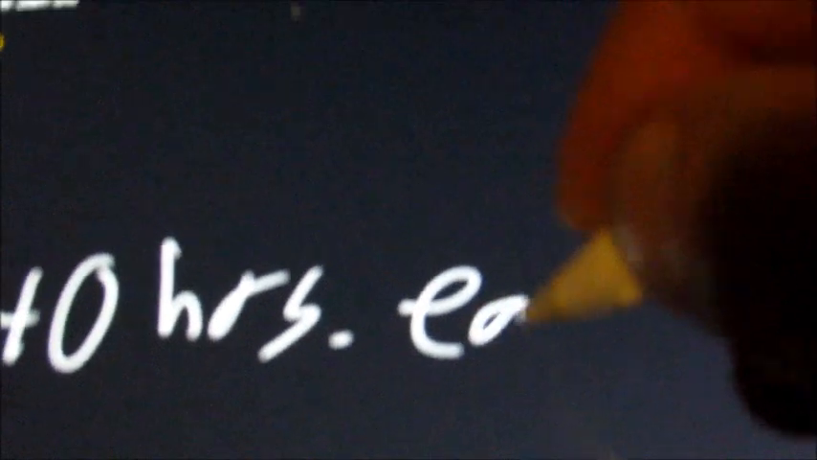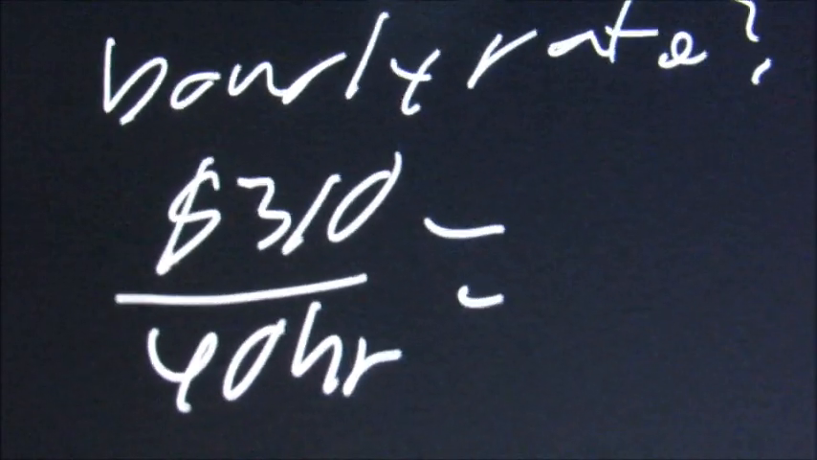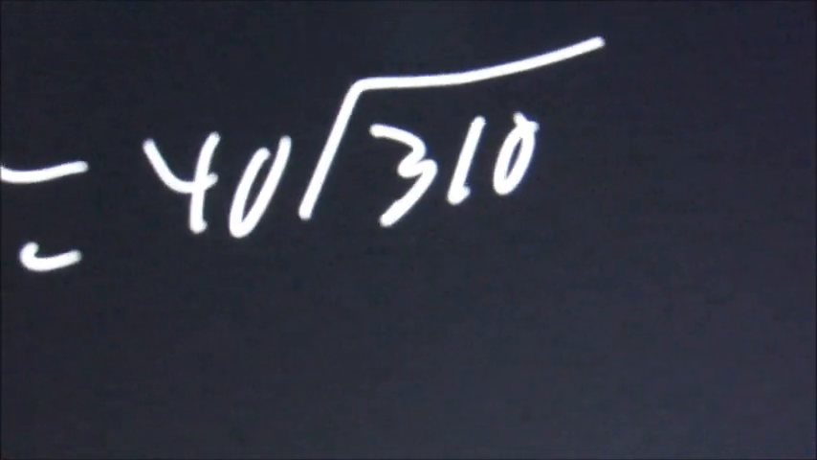Next, we say that someone works for 40 hours and earns $310. So what is the hourly rate? Here, we're just going to say $310 per 40 hours. And when we divide this out now, we're going to say 40 into 310.